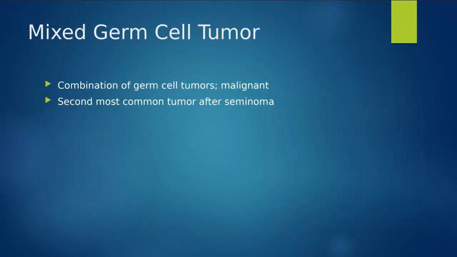And then just kind of briefly, we have our mixed germ cell tumor. This is when we have a combination of any of the germ cell tumors. This is obviously going to be considered malignant since all of the other germ cell tumors are considered mainly malignant. It's going to be the second most common tumor after a seminoma. So we do see a choriocarcinoma in conjunction with an embryonal carcinoma, right? We can see those combinations. So that's why it's going to be more common than some of them just on their own.